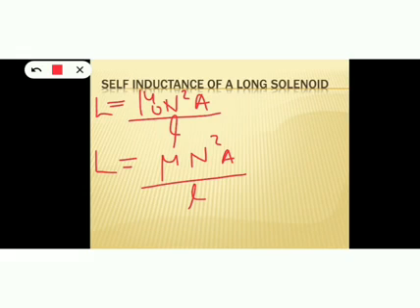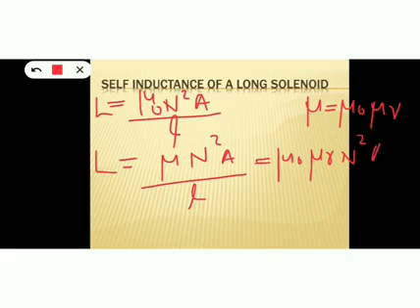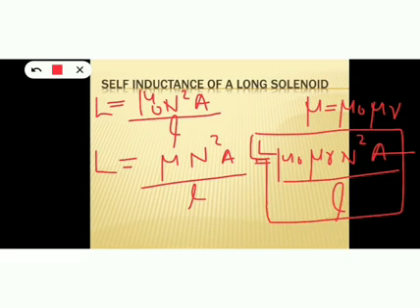And we had also studied that mu is equal to mu naught into mu r, where mu naught is the permeability of free space and mu r is the relative permeability. So here instead of mu, substitute mu naught into mu r into n square A by L. So this is the expression for self-inductance of a solenoid. So two expressions are there. You should remember both the expressions.